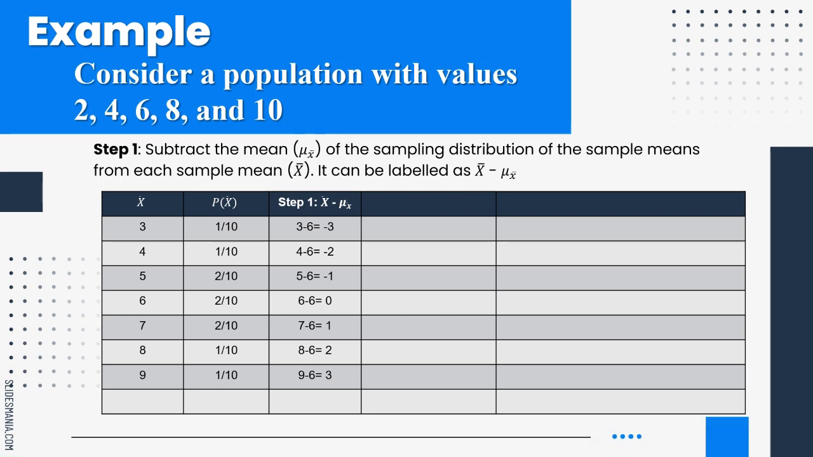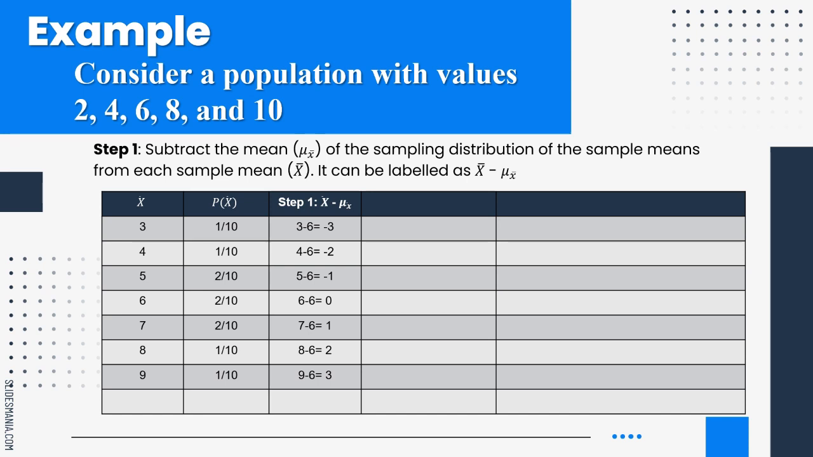Let's have step 1. Subtract the mean, which is the mu sub x bar of the sampling distribution of the sample means, from its sample mean, that is x bar. It can be labeled as x bar minus mu sub x bar. We have our first column, that is our x bar, 3, 4, 5, 6, 7, 8, and 9. For our second column, that is our probability of x bar, that is 1/10, 1/10, 2/10, 2/10, 2/10, 1/10, and 1/10.